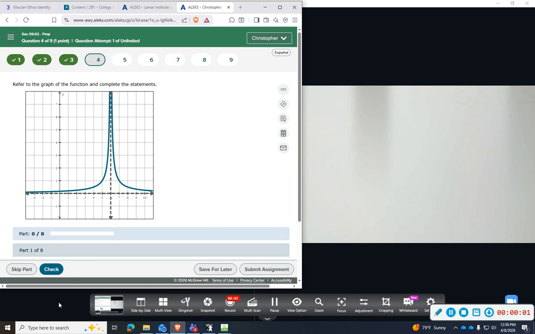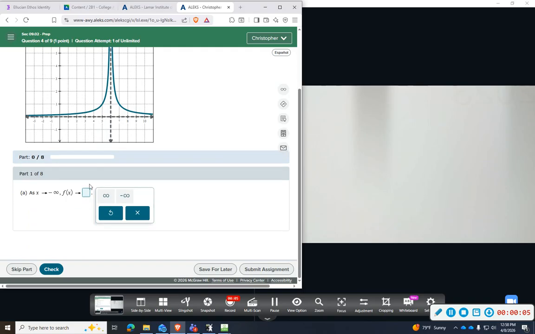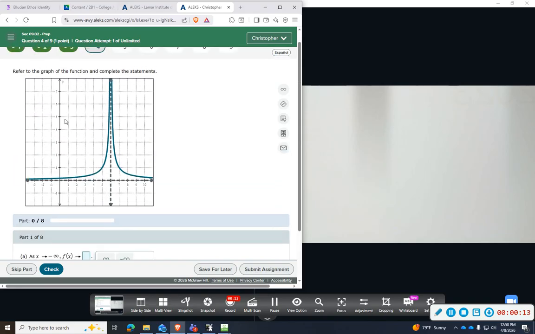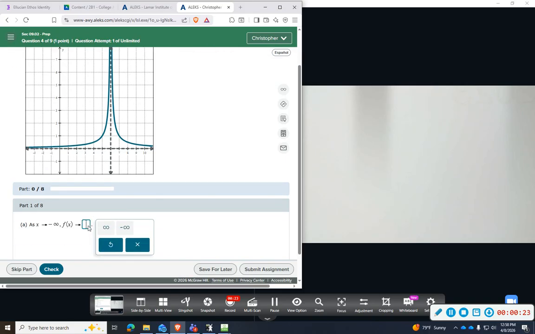All right, number 4, 8 parts again. We're going to analyze this graph, look at the behavior. Part 1, as x goes toward negative infinity, what is the y value doing? Well, as I'm tracing this graph to the left side, it is flattening out at the y value, which is the x-axis, 0, flattening out at 0. So we'll say the y value is going toward 0.